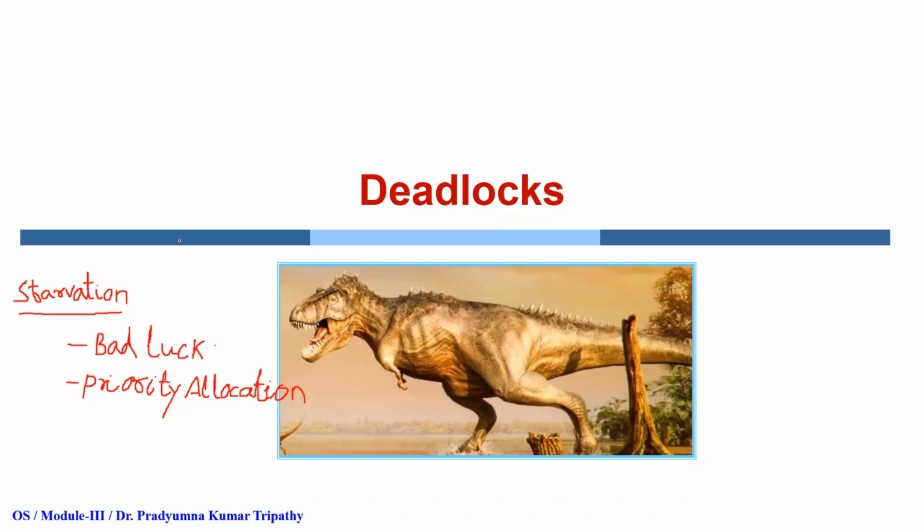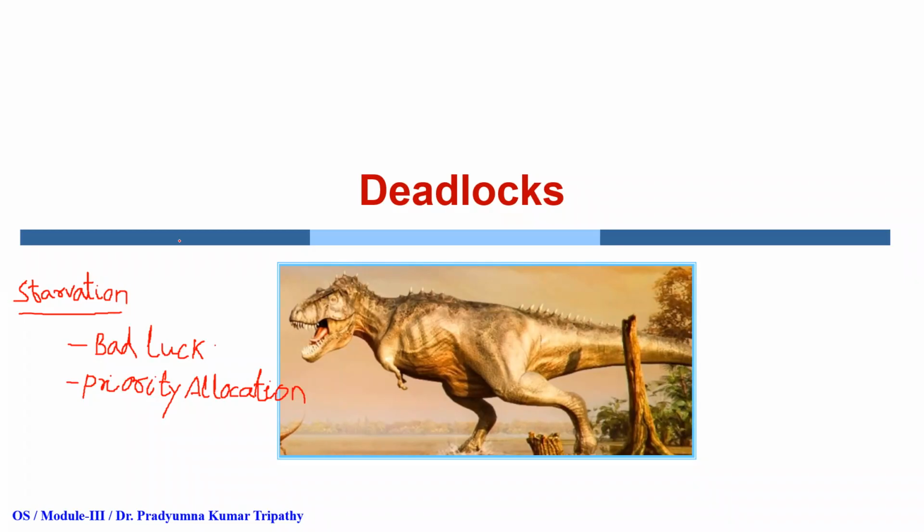The second one is priority allocation. The moment you make a request, somebody else having higher priority, a staff member, will come and make a request and get it, or a teacher will come make a request and get it. It is priority allocation. So the process may get the resource, but is unable to get it because of bad luck or priority allocation. So bad luck and priority allocations are two reasons for starvation. Is it understood? Note it down.